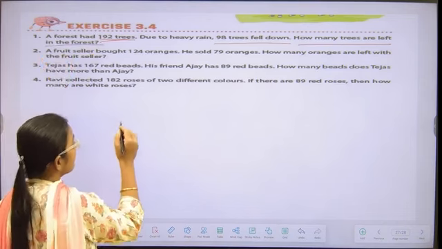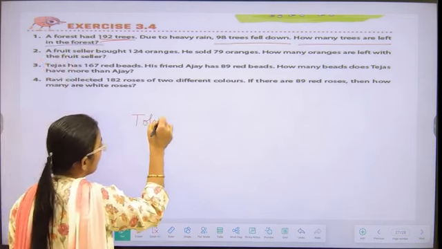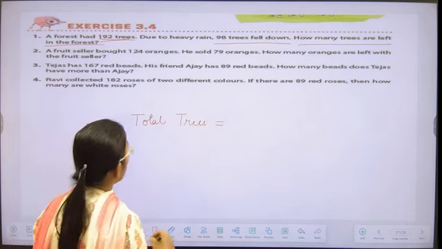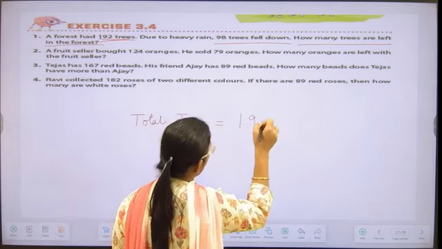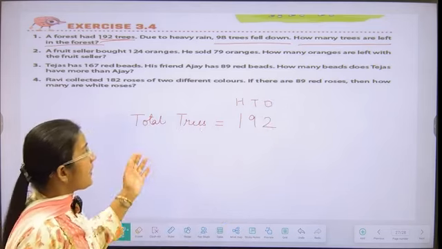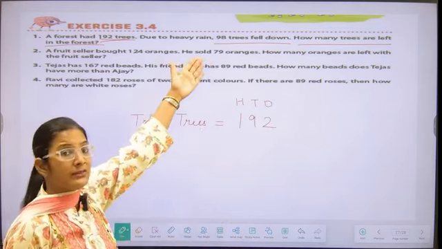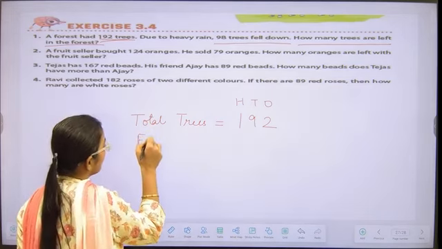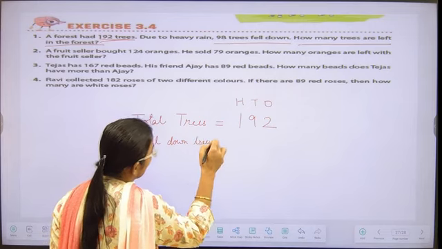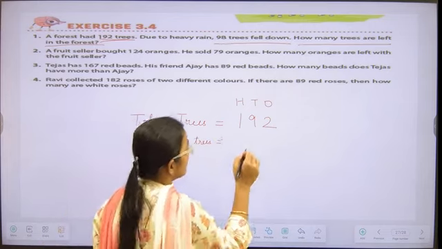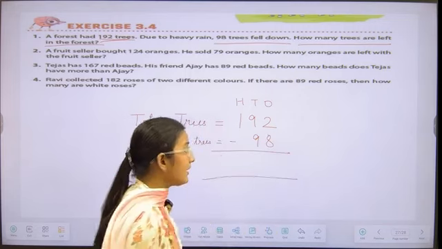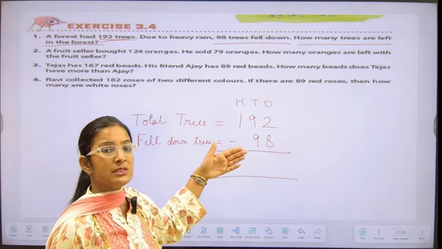So, what do we have to do? First, we have to write the total trees. What is the total number of trees? That is 192. And we have to write hundreds, tens and ones for that. Now how many trees fell down? 98 trees. So we have to write the fallen trees: 98. Now we have to find the number of trees left. For this, we are going to subtract them.